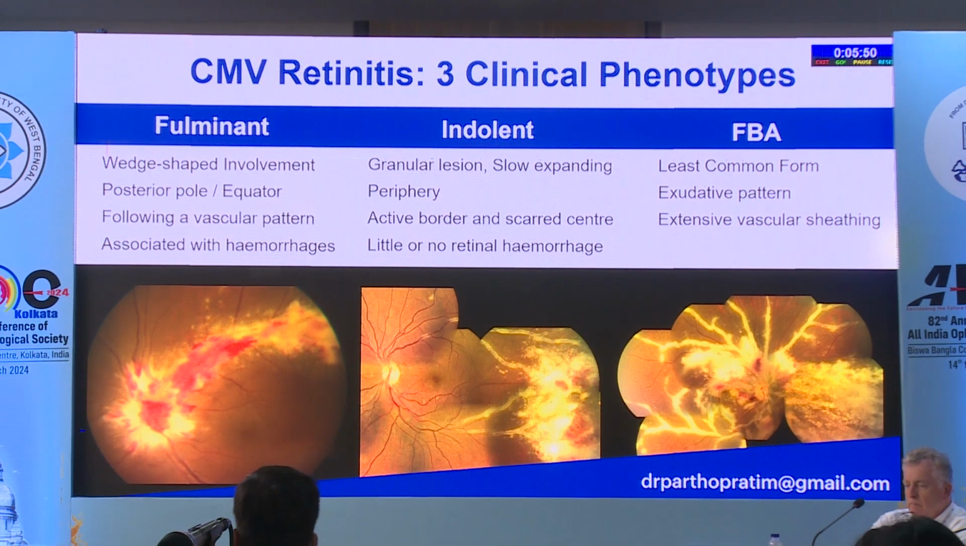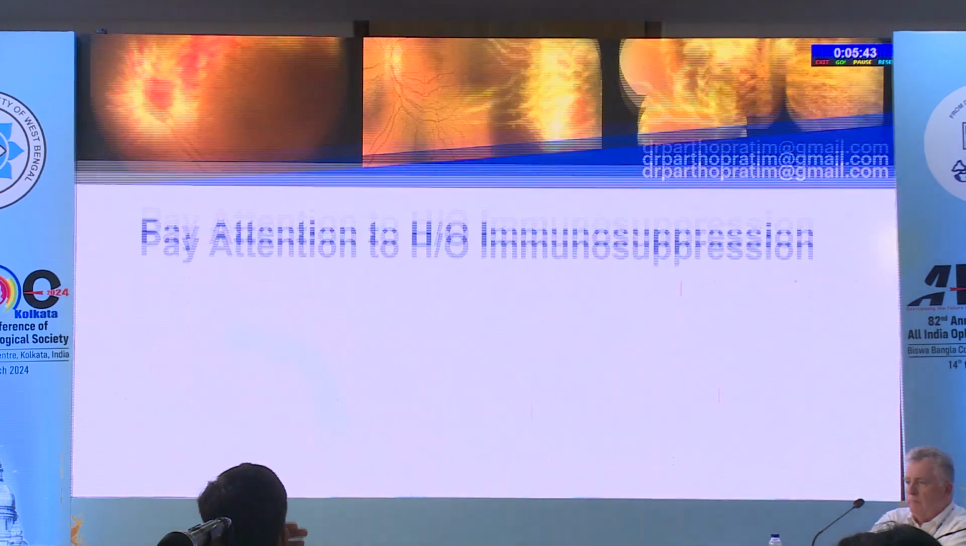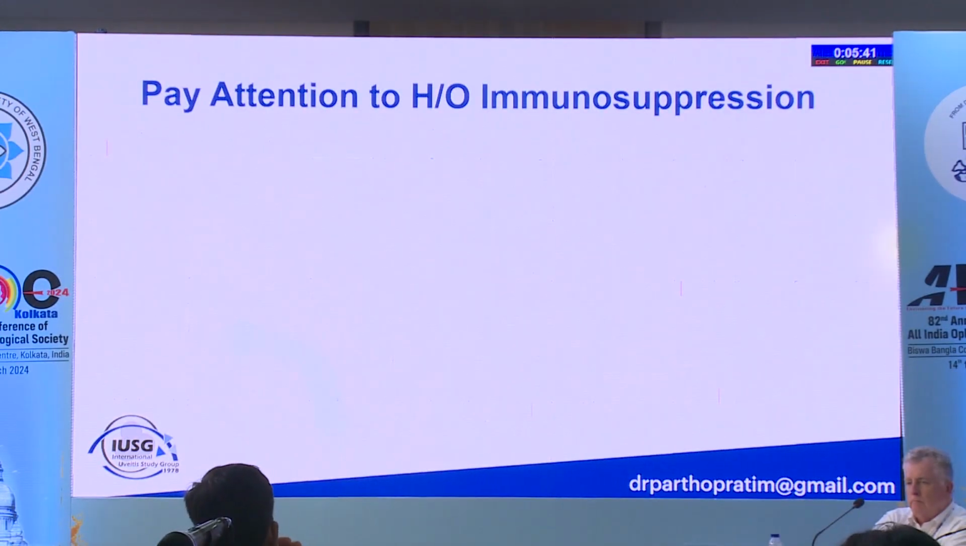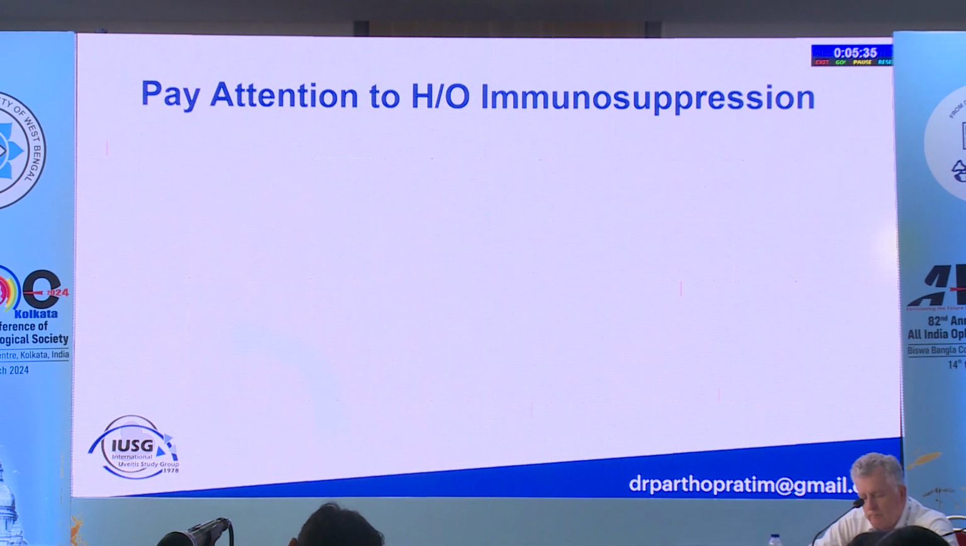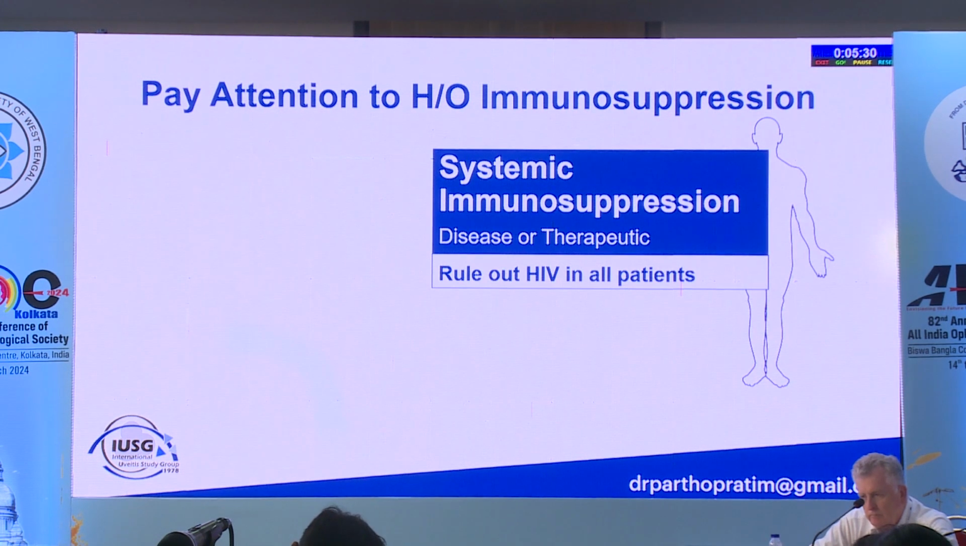Now frosted branch angiitis can be seen in various other conditions. One of them is CMV, and it requires detailed investigations and imaging. So when you are dealing with CMV retinitis, you have to pay attention to the history of immunosuppression. This immunosuppression can be disease-related or therapeutic. You have to rule out HIV in all patients.